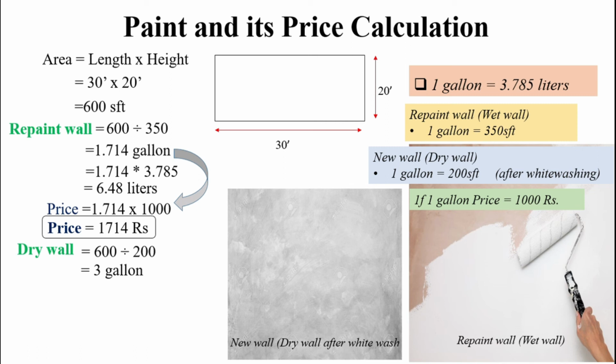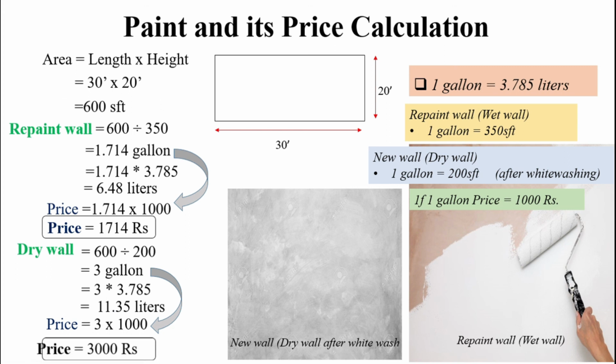Now if you want to calculate the quantity of paint in liters, here we multiply 3 by 3.785 because 1 gallon is equal to 3.785 liters. So the required answer in liters becomes 11.35 liters. Hence, we suppose the price of 1 gallon of paint is 1000 rupees. Here we multiply 3 by 1000 and the required price for the dry wall paint becomes 3000.